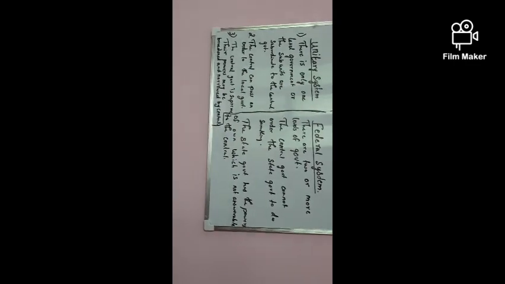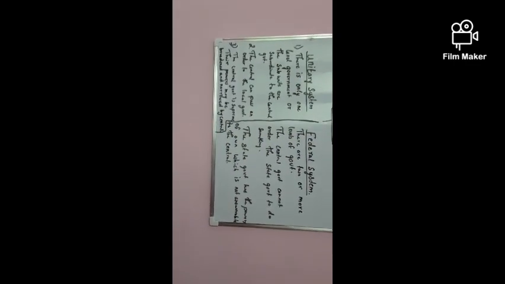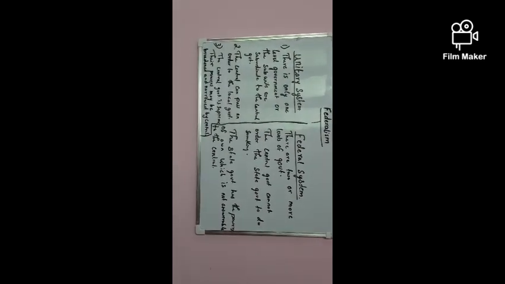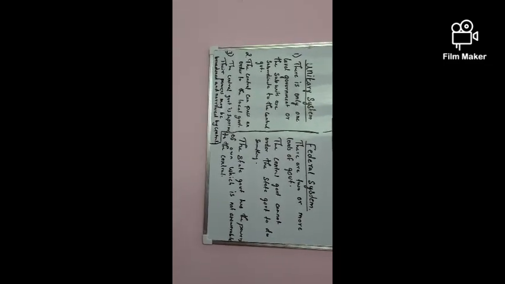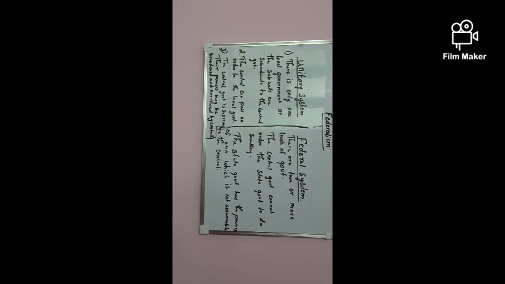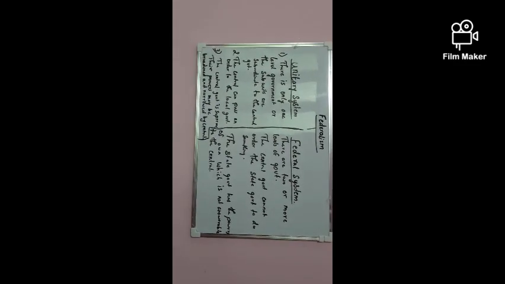The main three differences which I quoted here: in the unitary system, there is only one level of government, or the sub-units are subordinate to the central government. Even if they have any subordinates, those sub-units will be subordinate to the central government only. In the federal system, there are two or more levels of government, but in the unitary system there is only one level. That is the first difference.